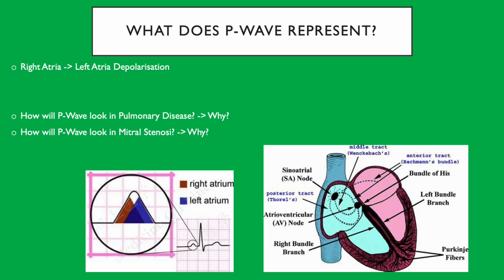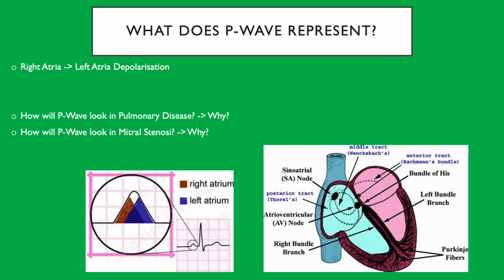So how will the P wave look in pulmonary disease, and how will the P wave look in mitral stenosis, and why? In mitral stenosis, the P wave looks like an M somehow. It's bifid. Okay, and what is the name of this P? There's a name for it. It's called P mitrale. Okay, P mitrale. And for pulmonary disease? P pulmonale. P pulmonale, which means?